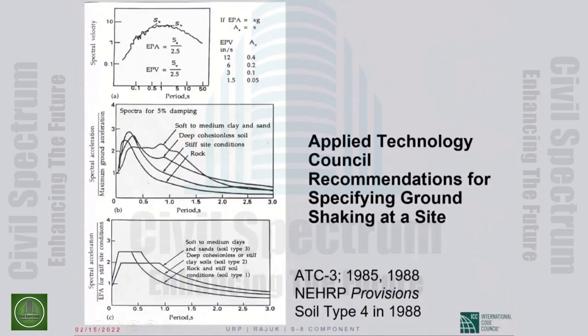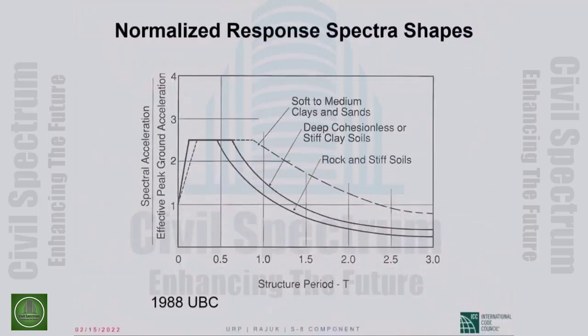ATC3 was followed by the 1985 and 1988 NERP provisions. In 1988, NERP very soft soil was added. So those are details for you.